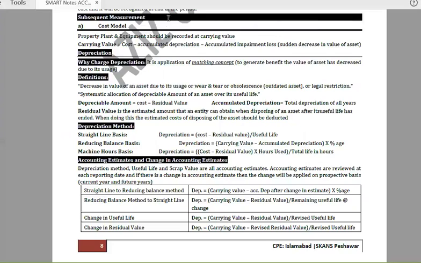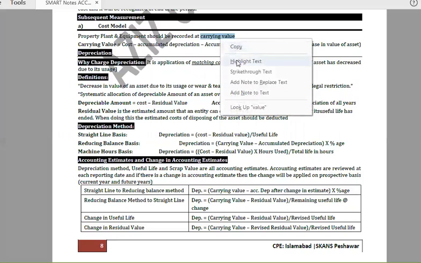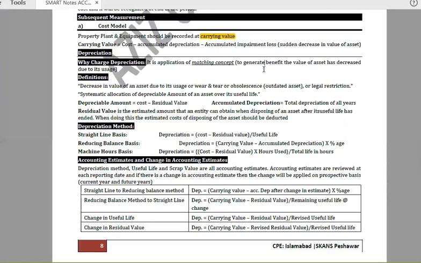So there are two methods for the subsequent measurement. One method is called cost method. Cost method states that property, plant and equipment should be recorded at carrying value. As per cost model, we will record the asset at carrying value. Initially, we will record the asset at cost, and after that, we will calculate the carrying value of the asset at every year, at the end of every year.